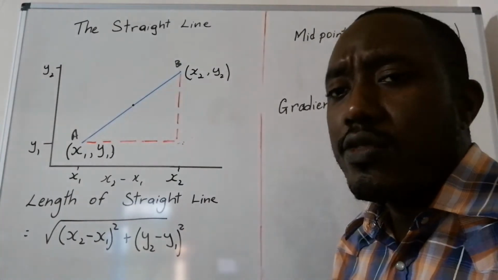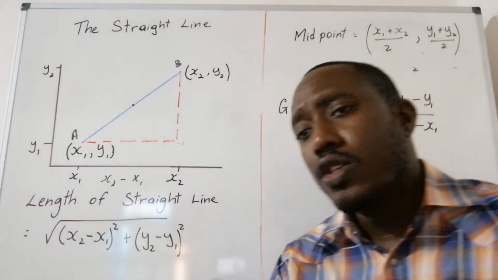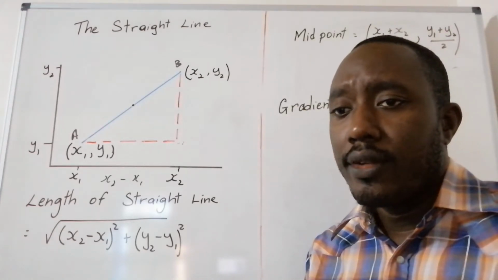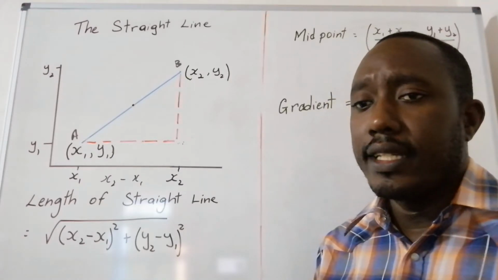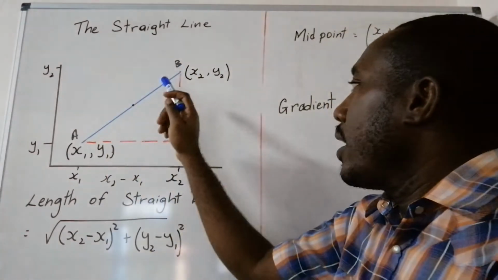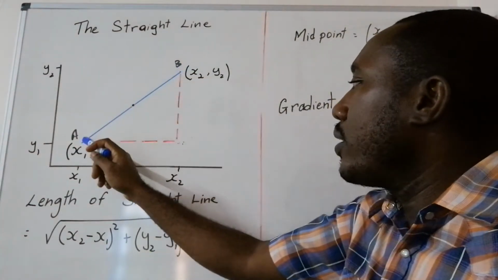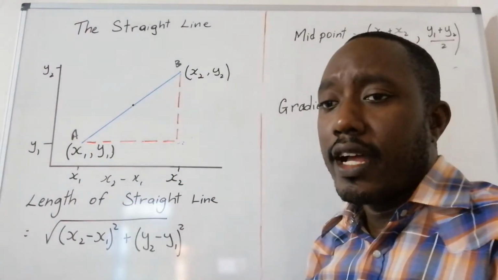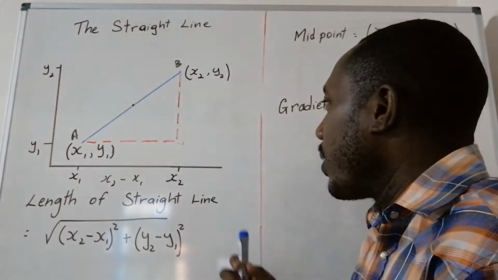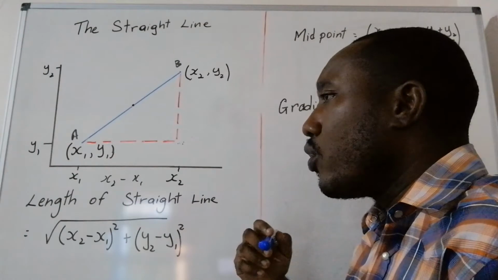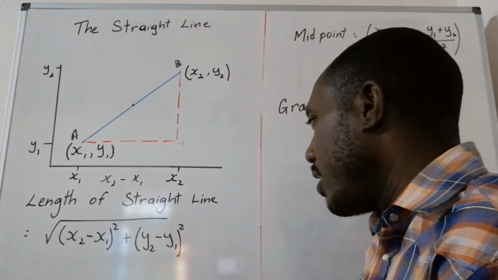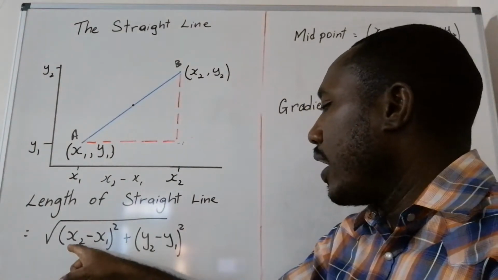If this sounds familiar, it is, because when we were doing the Pythagoras Theorem, we used a similar formula. If we notice that AB is the hypotenuse of our right angle triangle, then since it's a right angle triangle, Pythagoras theorem is used in this way to find the length of AB.